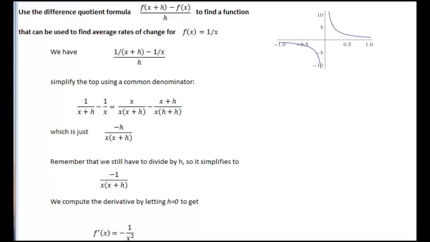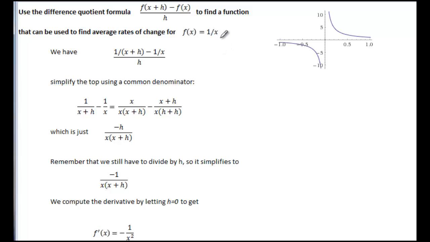Let's take a look at the reciprocal function 1 over x. The graph of it is called a hyperbola. It's one of the conic sections. And you can see that 1 over x has the interesting property that it's always moving downward. So the function description is f of x equals 1 over x.